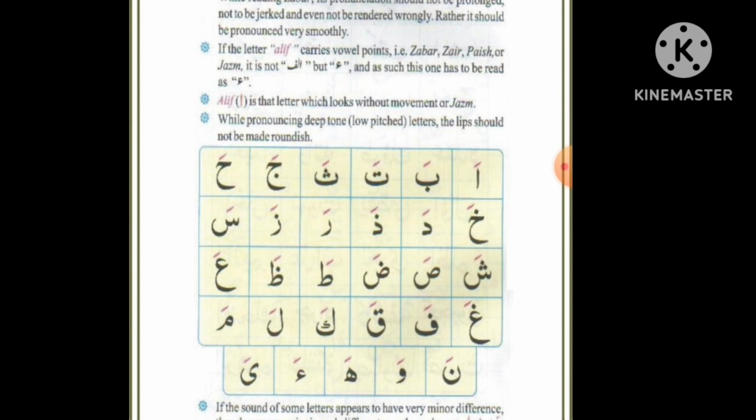Jim zabar ja. Ha zabar ha. Kha zabar kha. As you see that kha is a heavy letter, so when pronouncing with the vowel, it should sound a little heavy. It is kha zabar kha. Okay. Dal zabar da. Zal zabar za. Ra zabar ra. Za zabar za. Sin zabar sa. Shin zabar sha.